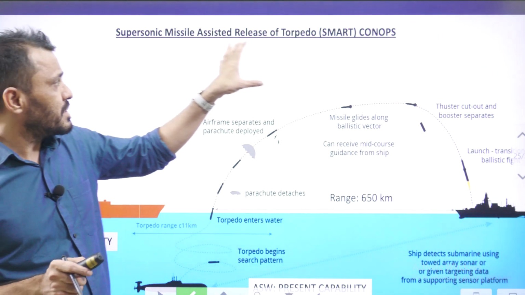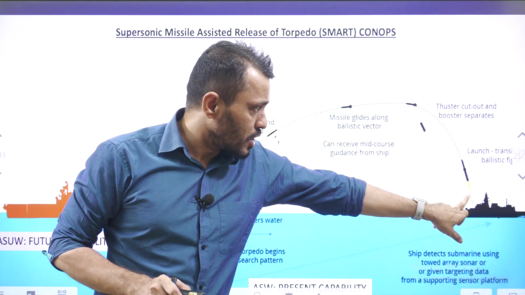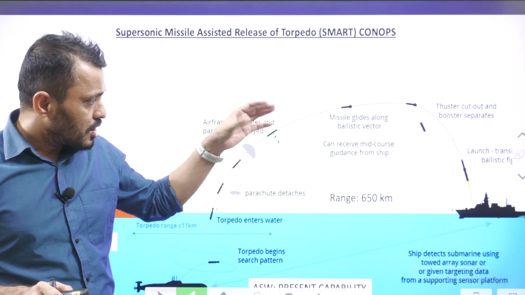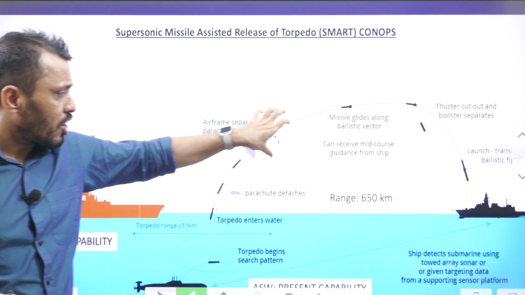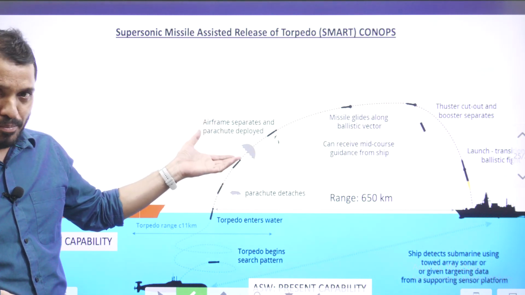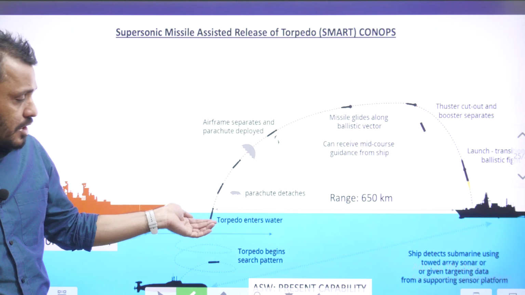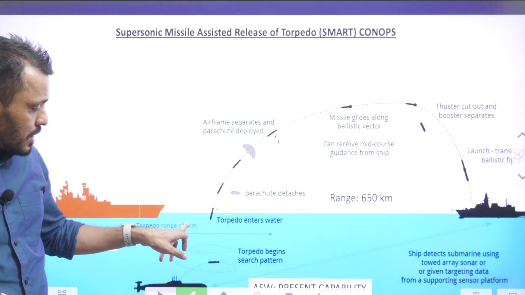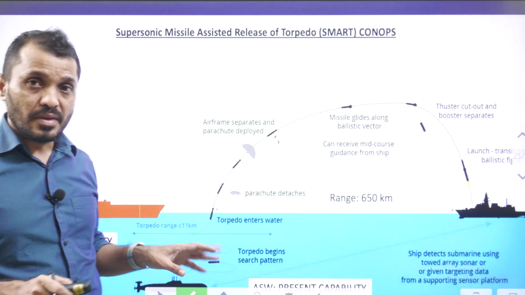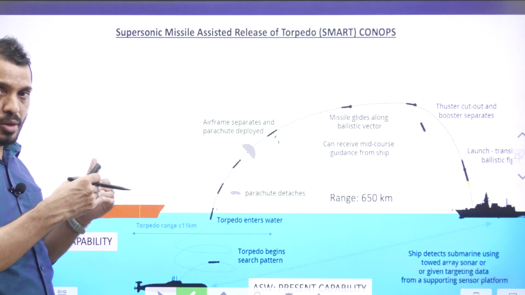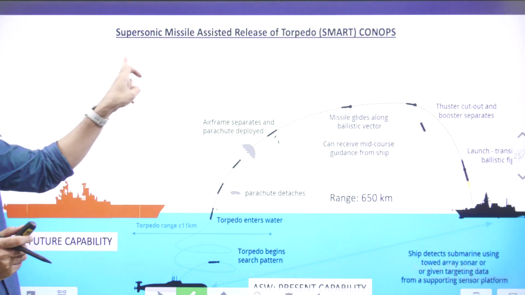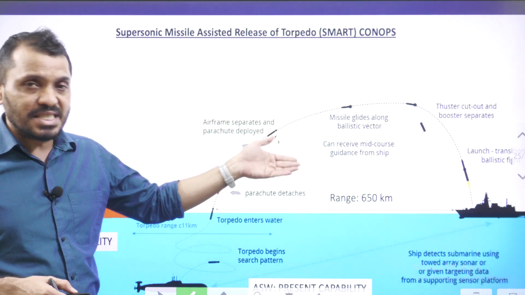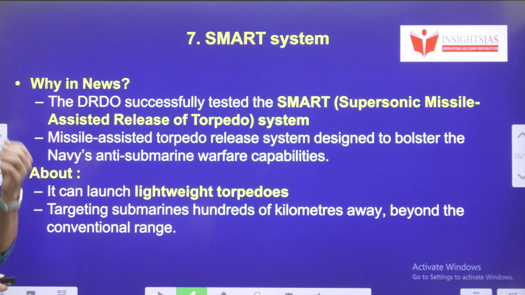But with the supersonic missile assisted torpedo, the torpedo will be launched from a ship and it takes the ballistic missile route. Before it launches into the water, a parachute deploys. Once it reaches the surface, the parachute will be detached, and once it enters the water, it will go and target the particular submarine. Because of this technology, we can enhance our torpedo range. The name itself says supersonic missile assisted. We are putting this ballistic path into these torpedoes.